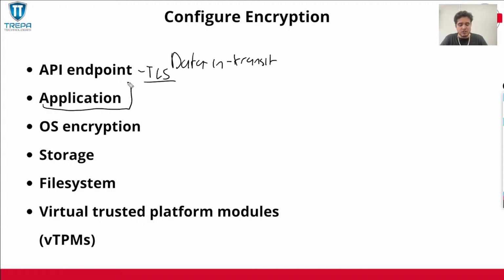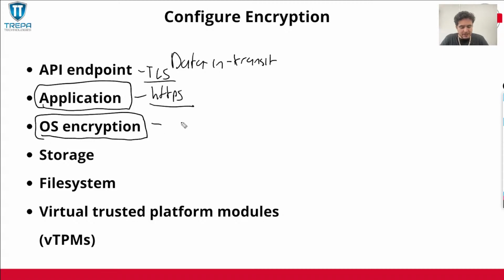Maybe our application, same thing. Maybe our application's web-based. What do we always want to do? HTTPS, right? Always have it secure. Operating system encryption. This could be something like full disk encryption. So this is kind of our data at rest, right? How do we secure our data at rest? Well, apply full disk encryption.